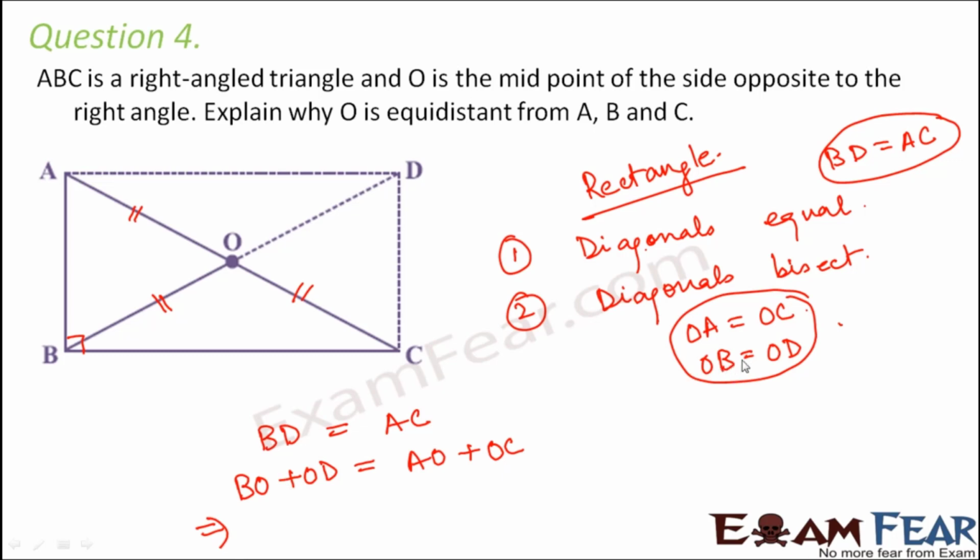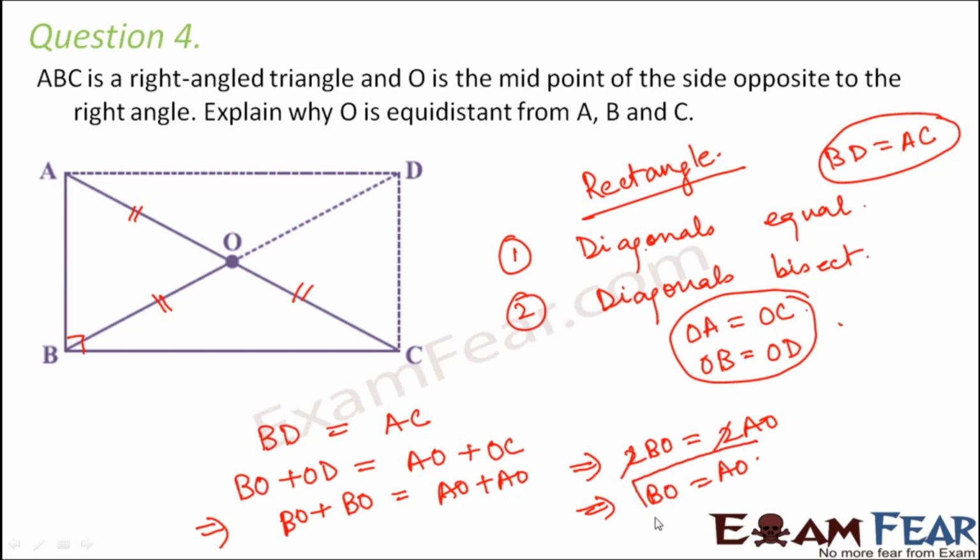Right? Now, since we know that BO is equal to DO, therefore instead of DO, we can write BO. Similarly, here we know that AO is equal to OC. So, instead of OC, we can write AO. So, from this we can write 2BO is equal to 2AO, or we can say BO is equal to AO. So, from here we have proved that BO is equal to AO, and from here we saw that AO is equal to CO. Therefore, we can say that all these three are equal and therefore O is equidistant from points A, B and C.